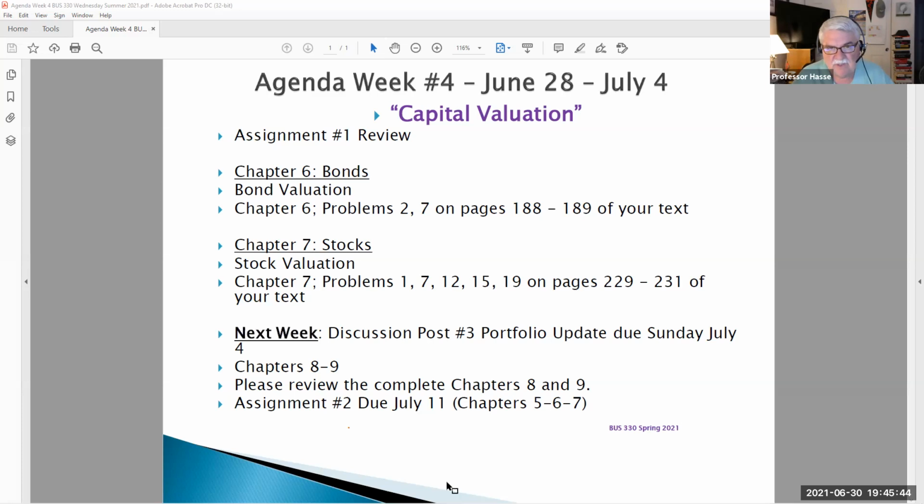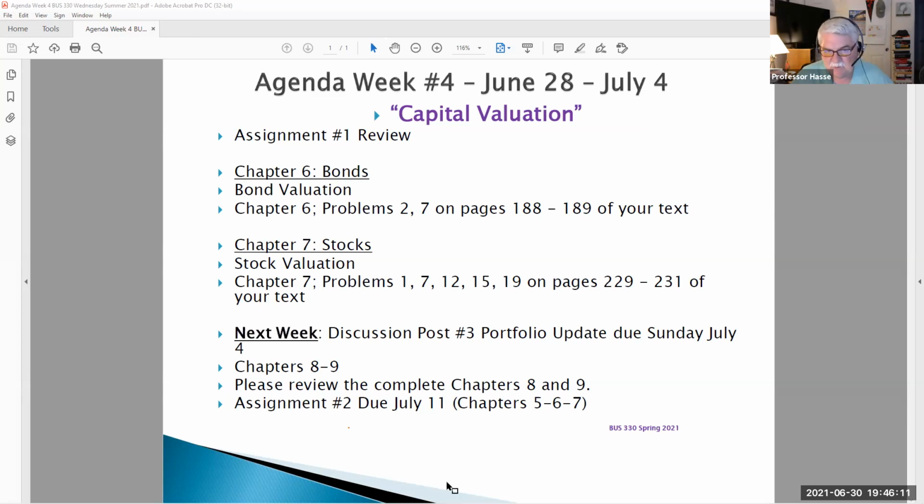Our topic this week is capital valuation, which mainly means bonds and stock, the two major sources of capital for corporations. As I was saying, you have a discussion post this week due Sunday, July 4th. And again, as I said in my introduction video for this week, I apologize for work over your holiday weekend. Not much I can do about it, but that's the way it is, and I apologize.